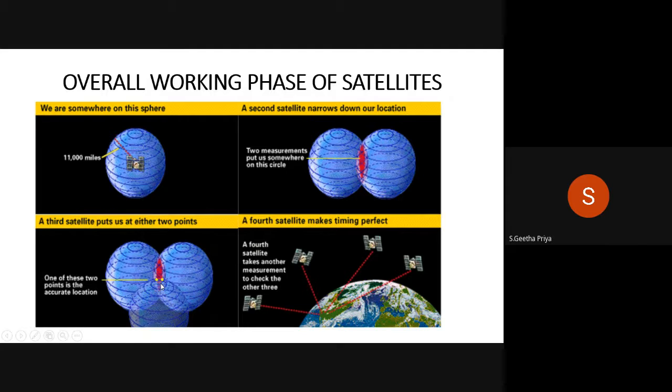With that calculation of time and distance, the fourth satellite will be finding the exact position of your location. So in the last image, you can see that from 2 points, we have minimized to 1 point, which is the position of your user or the person who is accessing the GPS. So this is how the satellites will be finding the position of your device or of you.